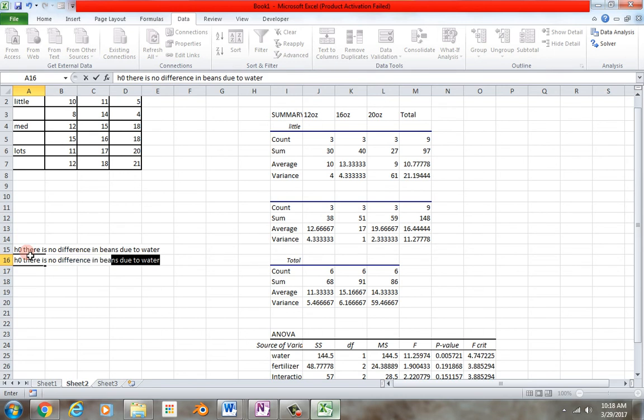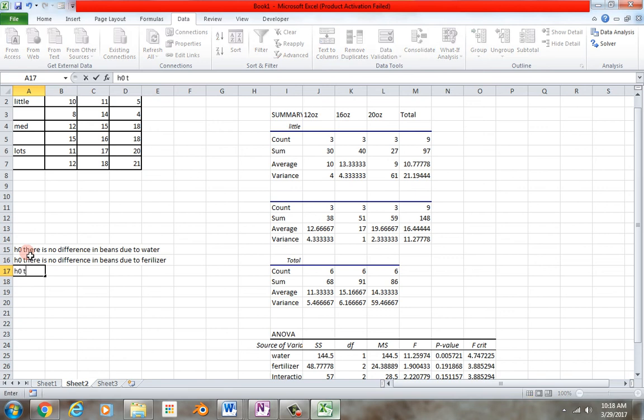in beans due to fertilizer amount. And I would fail to reject that. Okay, that's right, there isn't any. Between 12, 16, and 20 ounces, there was no difference.